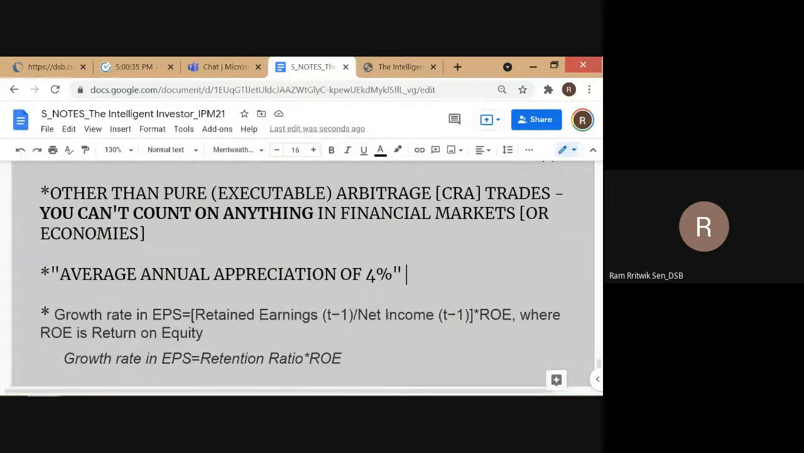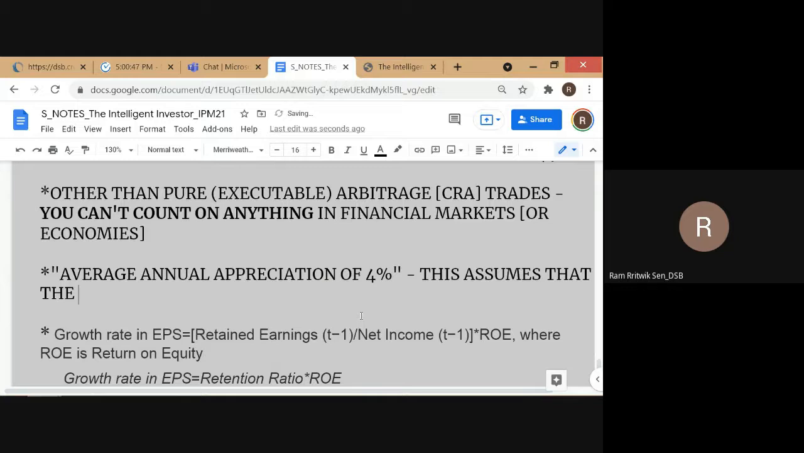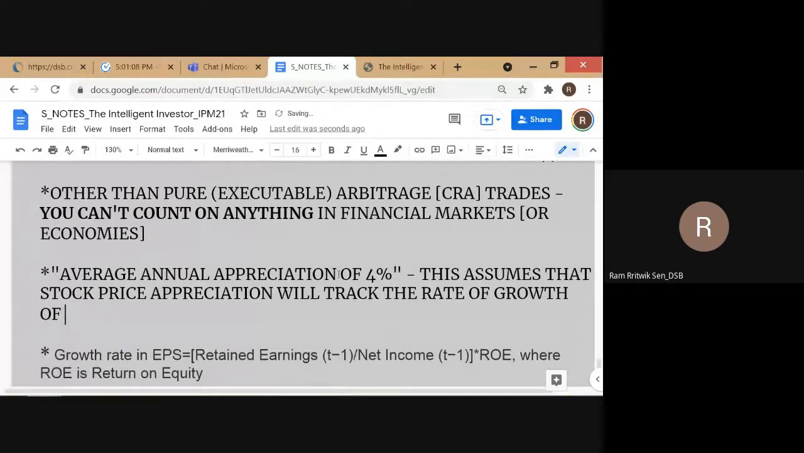There's an expectation, there's an assumption. This assumes that, there's an assumption of market efficiency here, that stock price appreciation will track the rate of growth of earnings.